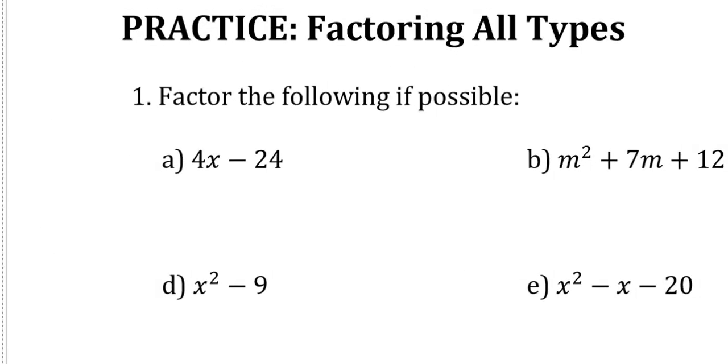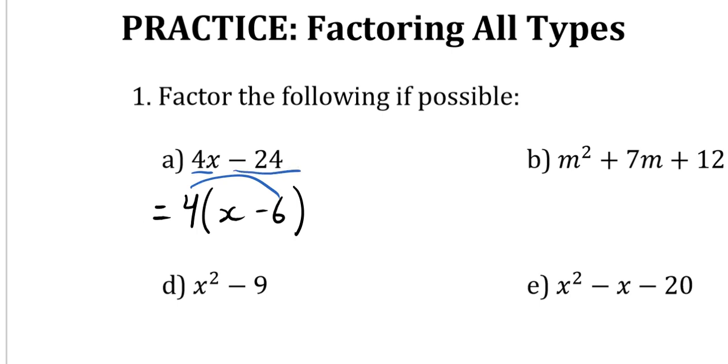So this first one, as we said, 2 terms and a minus sign, but not perfect squares, so it looks like common factoring. And so I find the greatest common factor, which is a 4, and then I divide it into both. 4x divided by 4 is x, and negative 24 divided by 4 is negative 6. And again, I can re-expand. 4 times x is 4x, and 4 times negative 6 is negative 24, and I should get back the question that we started with.